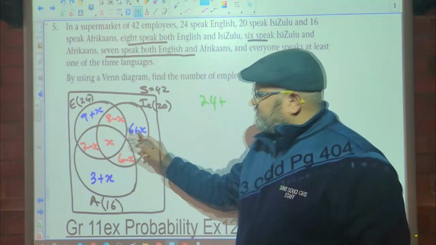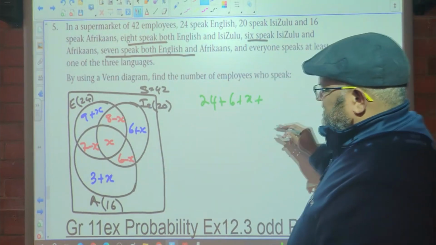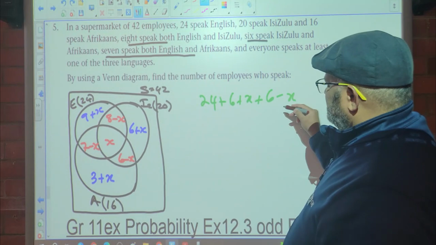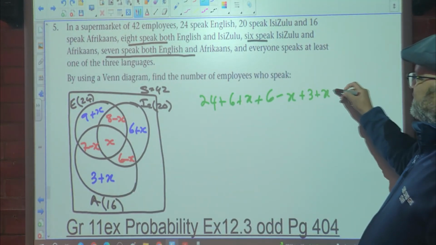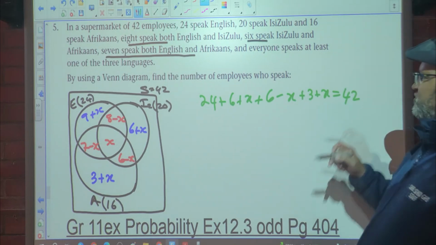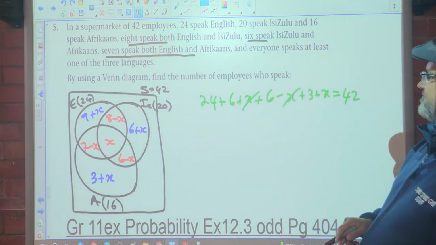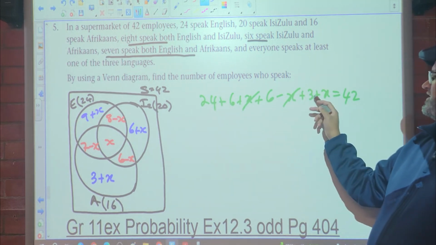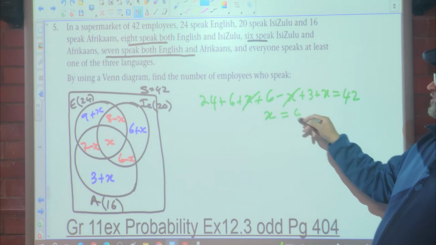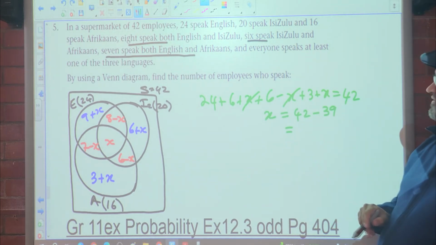So I say 24 plus, all of that's accounted for, 6 plus x plus 6 minus x plus 3 plus x adds up to 42. That x and that x cancel. So 24 plus 6 is 30, 36, 39. So x is equal to 42 minus 39, which gives an answer of 3.